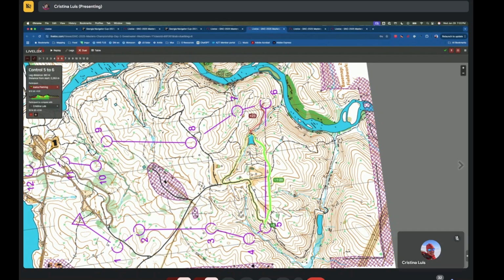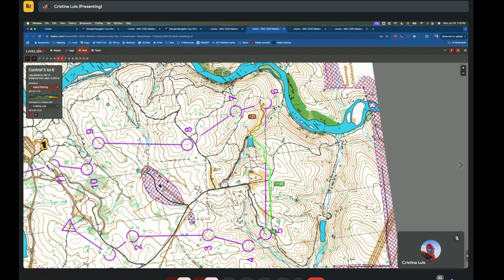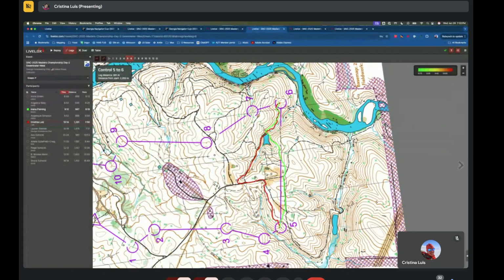So a minute 20 faster to go, not surprising at all, right? Much less distance to go, straighter, and then down to the lake. And then I was a little bit quicker at the final part there. Yeah. Anyway, is there anybody else on this call who was on green Y?